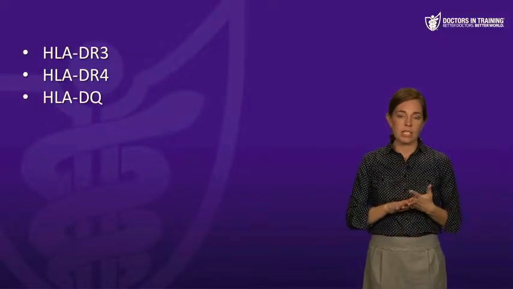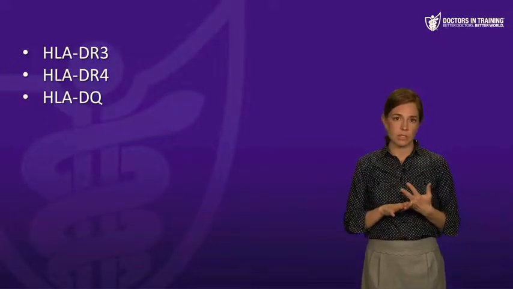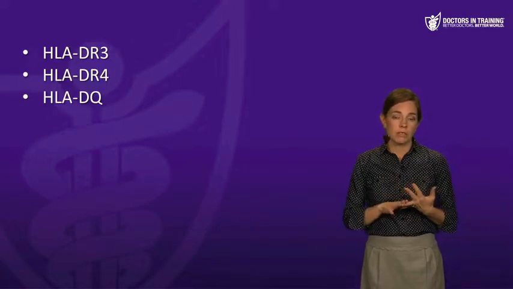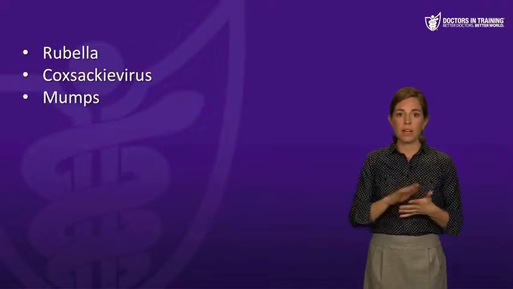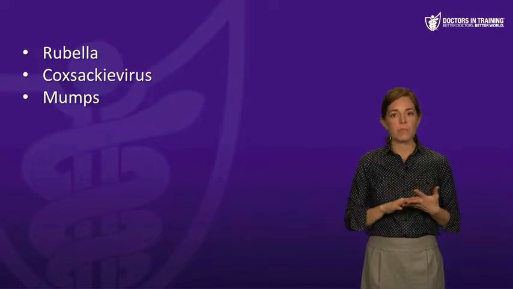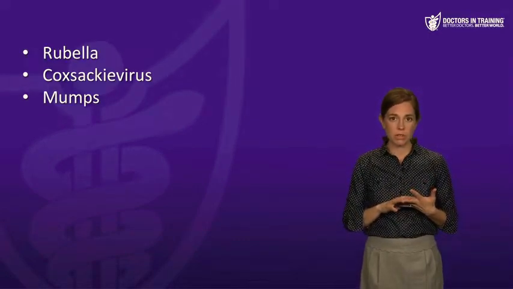So back in Step Up, Part B, number 2, says type 1 diabetes has an association with the HLA-DR3, DR4, and DQ genotypes, so it can be hereditary. And then the quick hit also says rubella, Coxsackie virus, and mumps have been associated with onset of beta cell destruction.